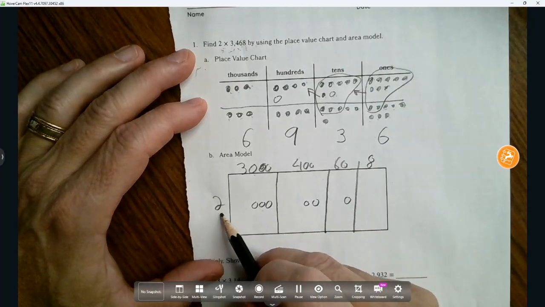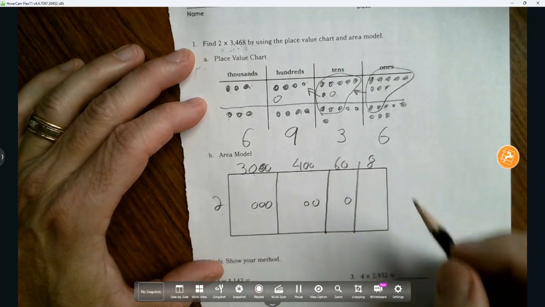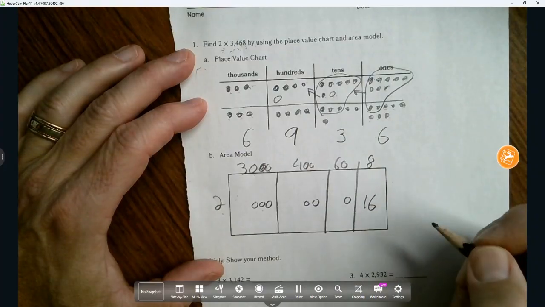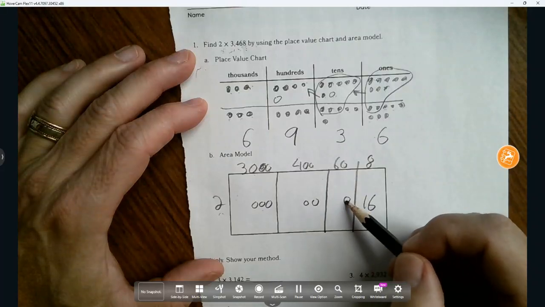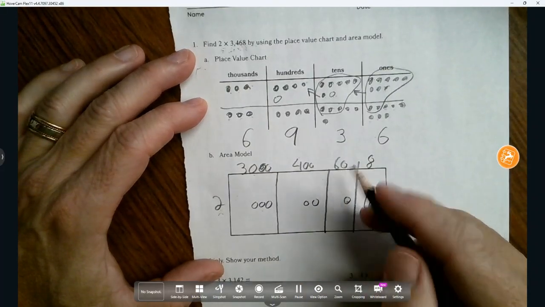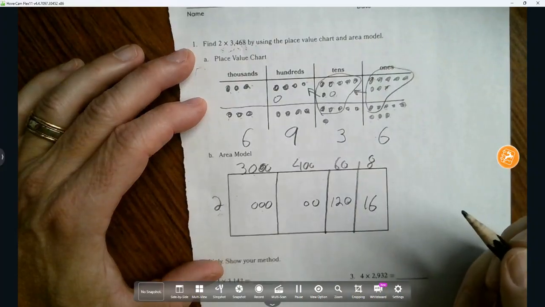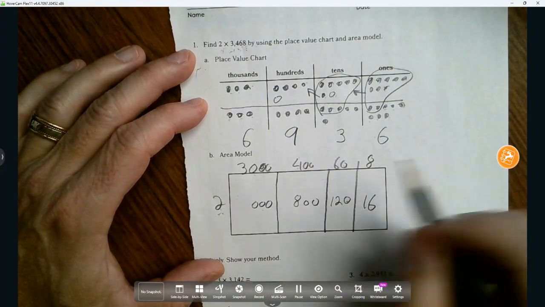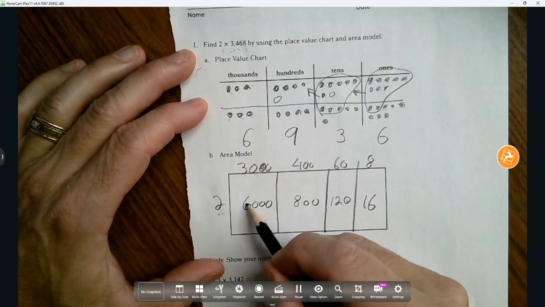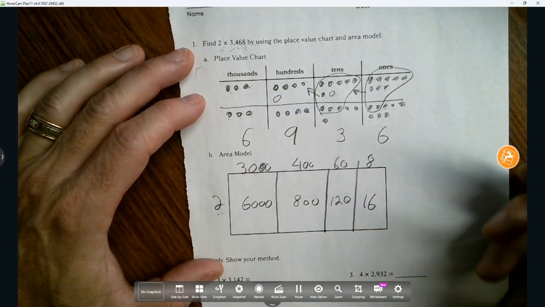All right, so 2 times 8 is 16. 2 times 6. Remember, we don't got to worry about that 0 right now because that 0 is already right here. 2 times 6 is 12. 2 times 4 is 8. And 2 times 3 is 6. So now we just got to add that all together.